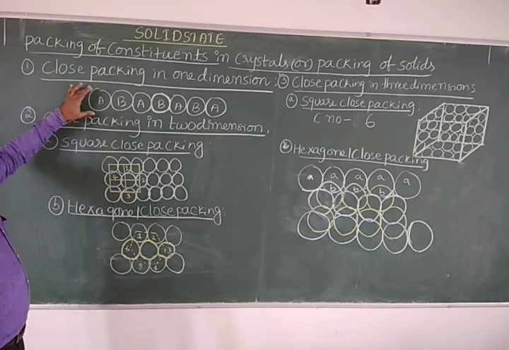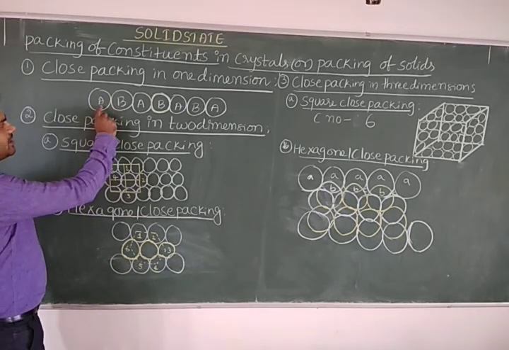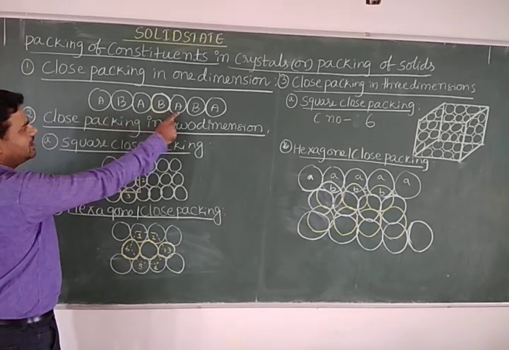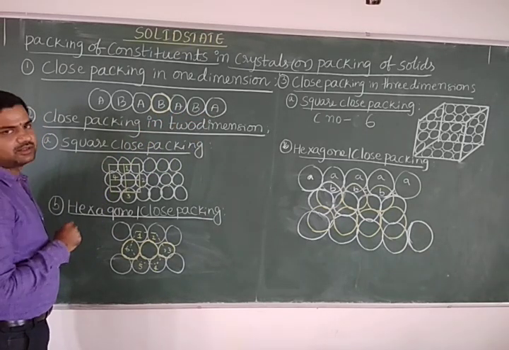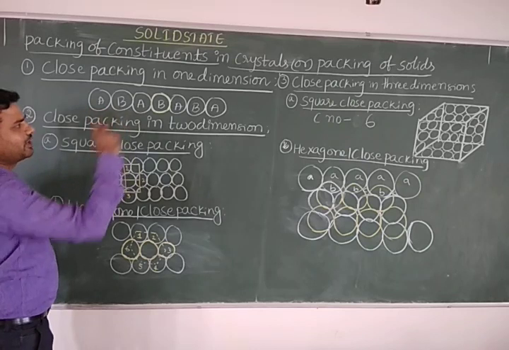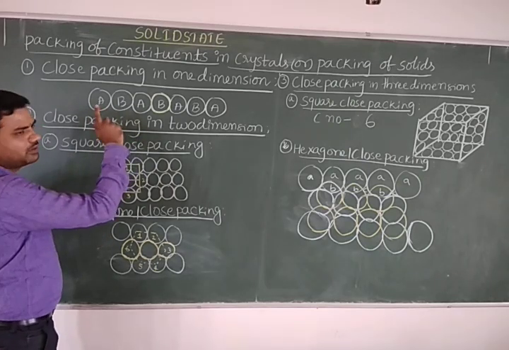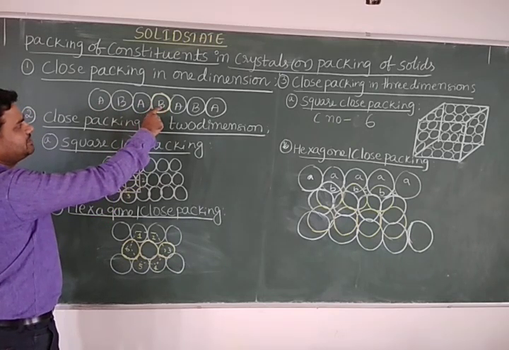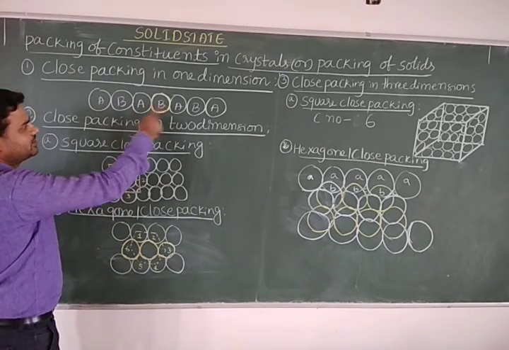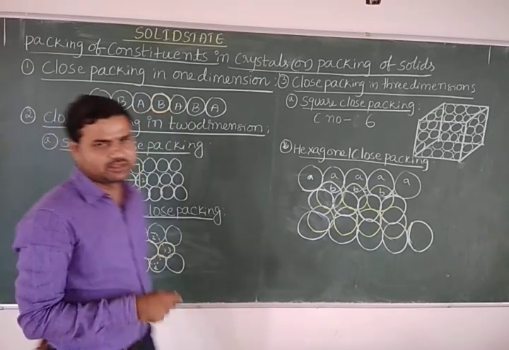In close packing in one dimension, for example, the atoms can be marked as AB, AB, AB. Atoms are arranged like this, in only one row, not in two dimensions, only one dimension. Any atom you take, for example this B, is surrounded by how many atoms? Two other atoms. So it is surrounded by two neighboring atoms.